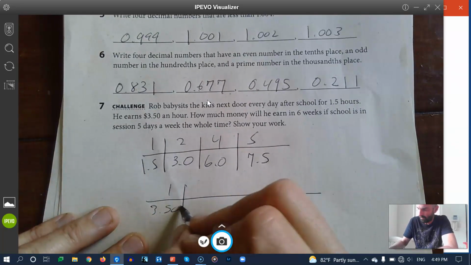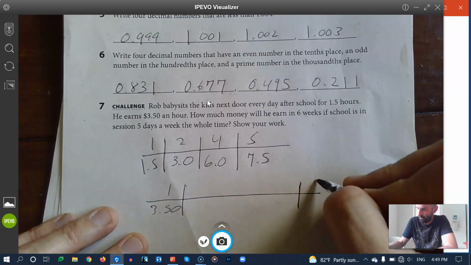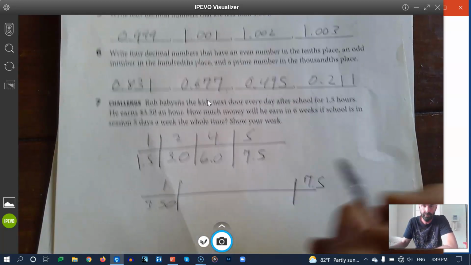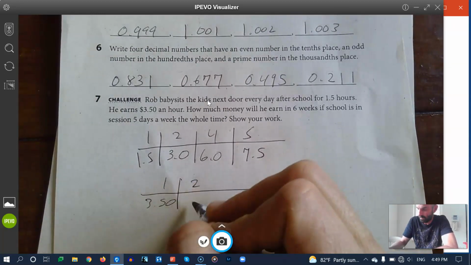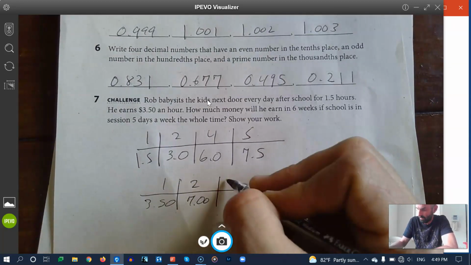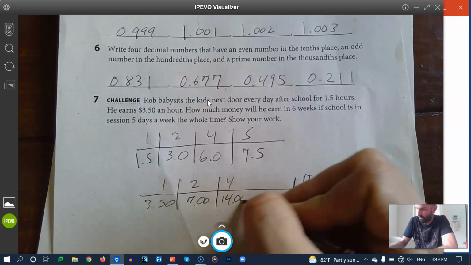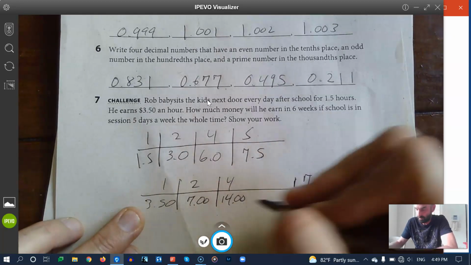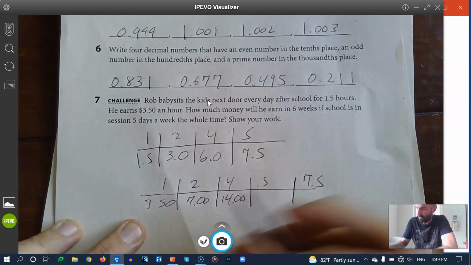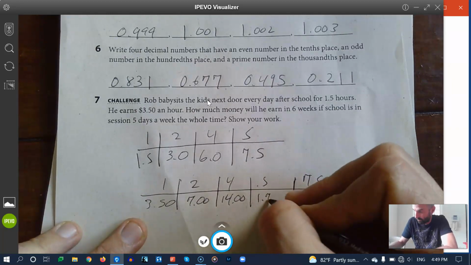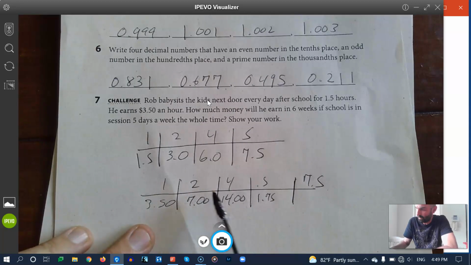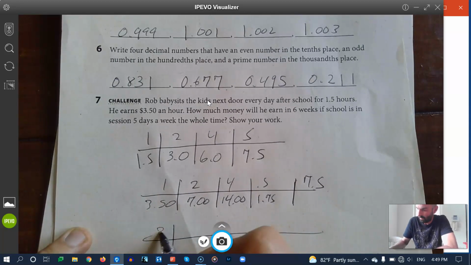1 hour, $3.50. We're looking for 7.5 hours. Okay, so I'm going to double this to $7. Double it again, we get 14 hours. I need to get 3.5. So if I half this, so 0.5 is going to be what? $1.75. And I have everything I need here to figure out 7 because 2 plus 1 is 3. So I'm going to continue that down here. 3 hours is $10.50.